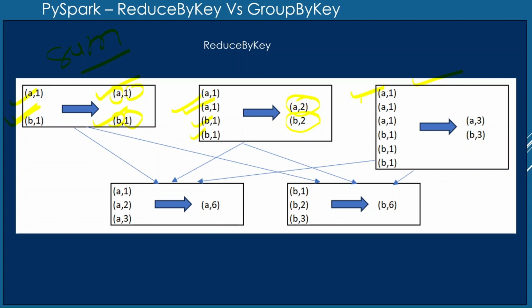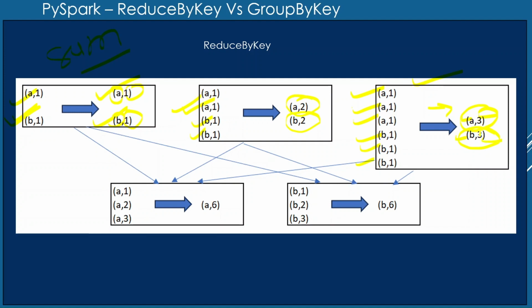Here key A has 3 values and key B has 3 values, and each and every data point has value 1. So some aggregation is taking place locally, that is, in this partition only, and it merges the value per key. So the value of A is 3, the value of key B is 3.